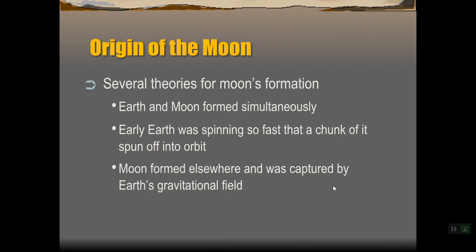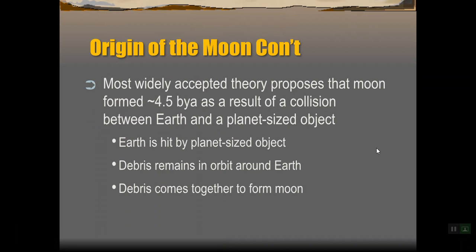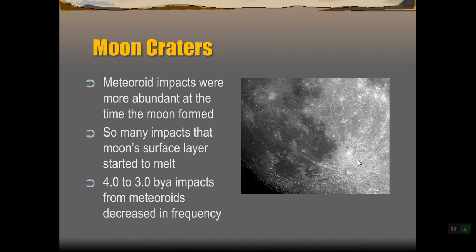So, there are some different theories on the origin of the moon, but we didn't talk about them too much in class, and you shouldn't expect to see them on the test. The most widely accepted theory proposes that the moon was formed about 4.5 billion years ago as a result of a collision between Earth and a planet-sized object.